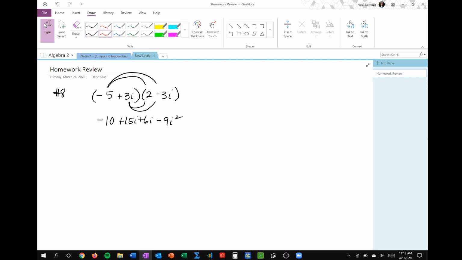Okay. All right. So you see your like terms here. That becomes 21i. You can bring down the -10. And then you have -9 times -1, right? You want to convert i squared to -1. So -9 times -1 becomes positive 9. So here you have real numbers, -10 and positive 9. That's going to be a -1 plus 21i. Okay, so that's the correct solution there.